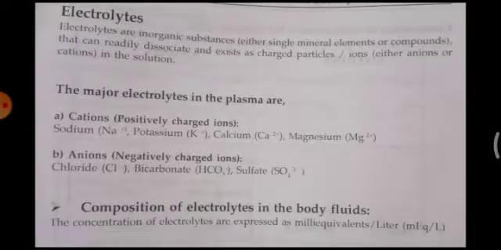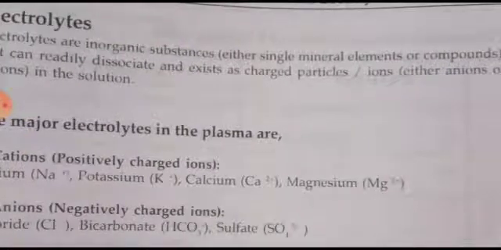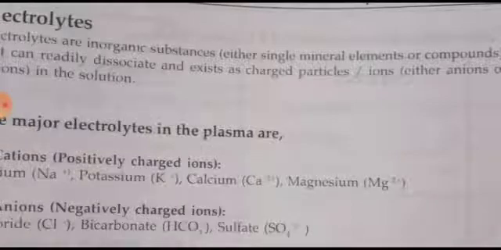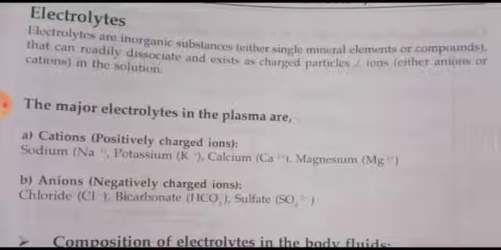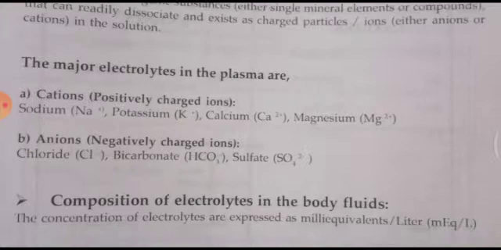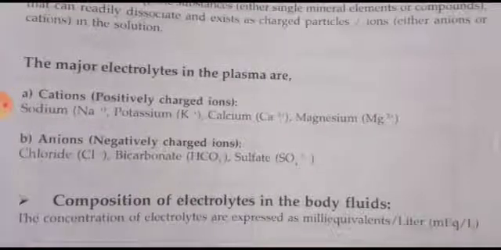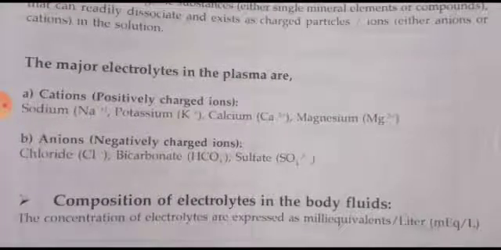Electrolytes are inorganic substances, either mineral elements or compounds, that can readily dissociate, meaning get separated, and then exist as charged particles, as ions, either anions or cations, negatively charged or positively charged atoms. The major electrolytes in the plasma are cations, which are positively charged ions: sodium Na plus, potassium K plus, calcium Ca2 plus, magnesium Mg2 plus.